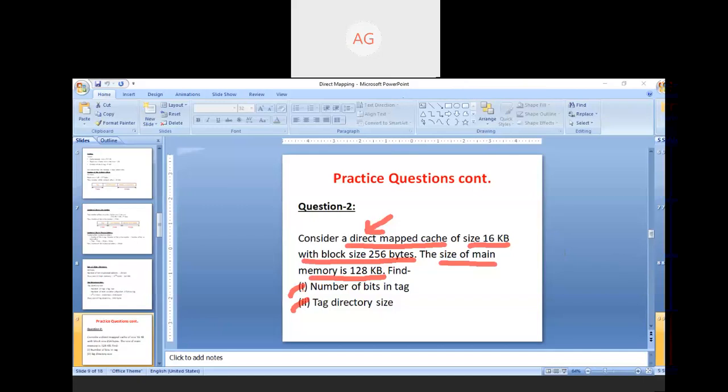And if anyone of you finds the answer, just write in the chat box. Okay, so let's discuss it. Moving to the next slide, just see the steps we are following in solving such types of questions.